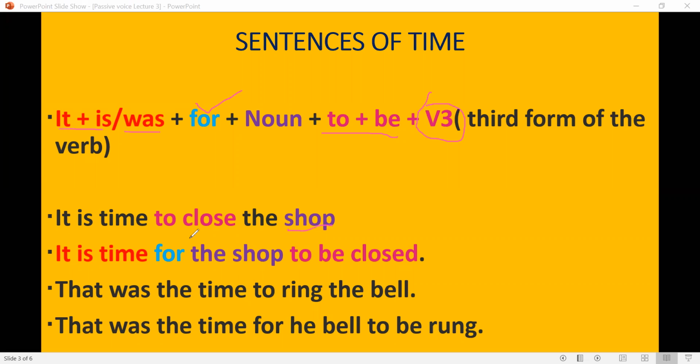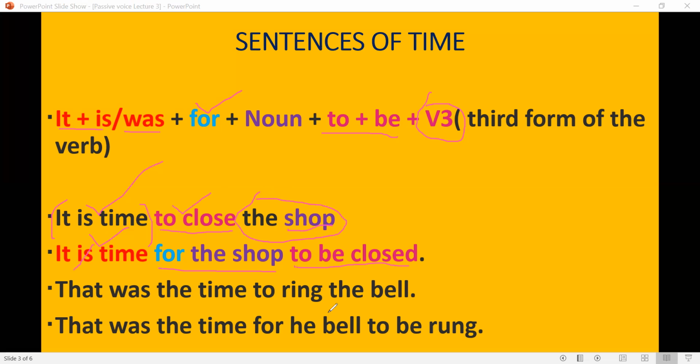Look at it. It is time to close the shop. We will retain this expression. Change this into was: it was time for the shop. We made the present into past, and this to close into to be closed. We use for the shop, this expression, this noun. After that, it was time, and then this specifies to close, to be closed: to plus be plus third form.